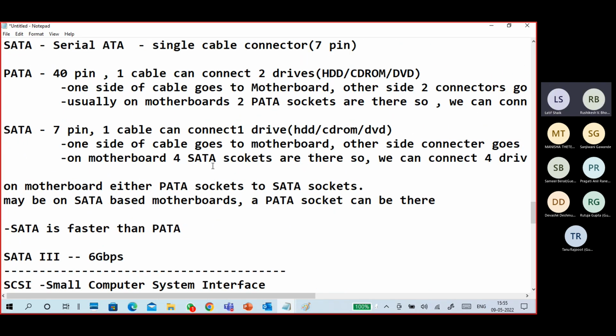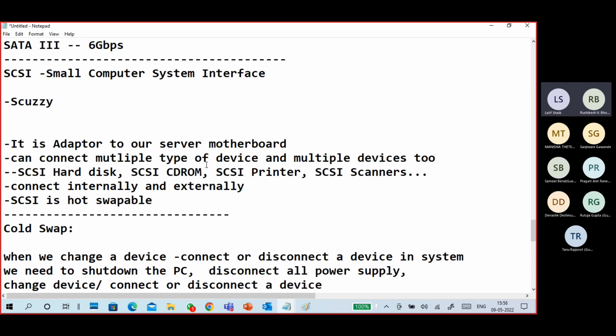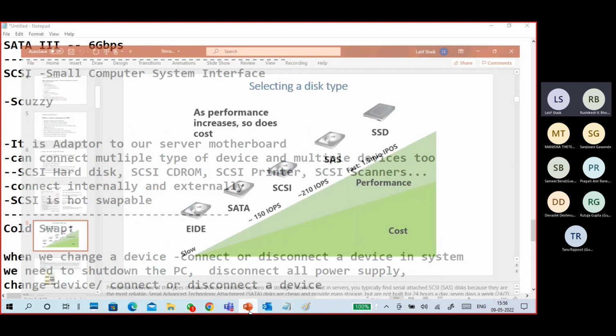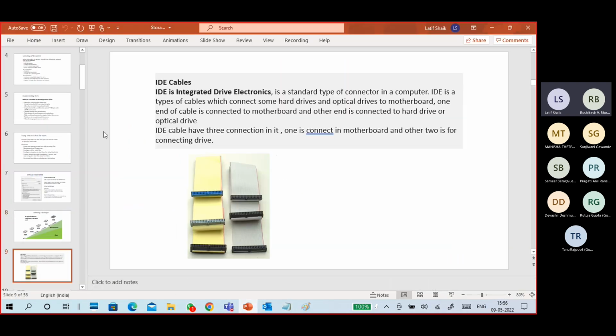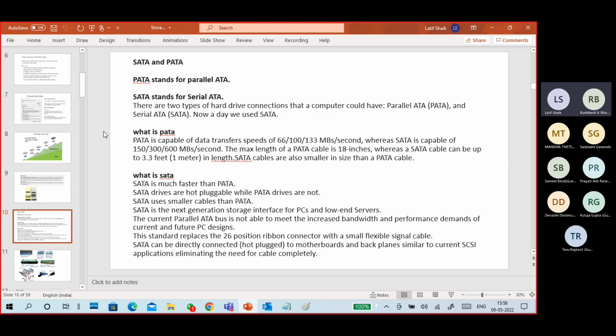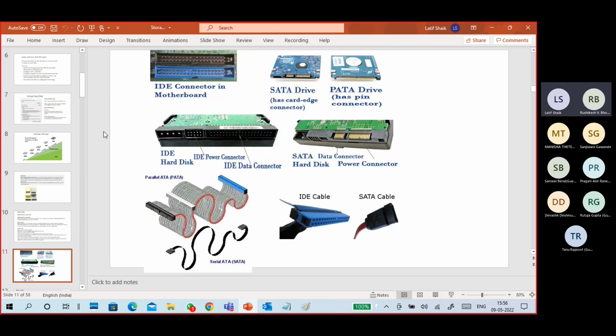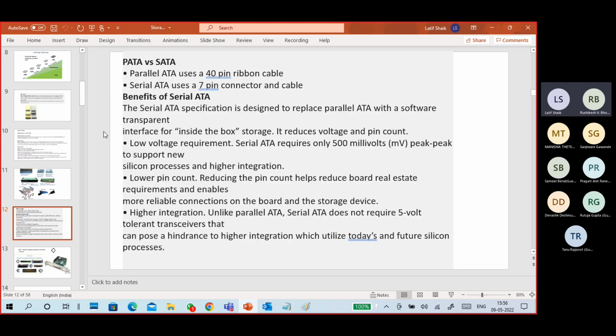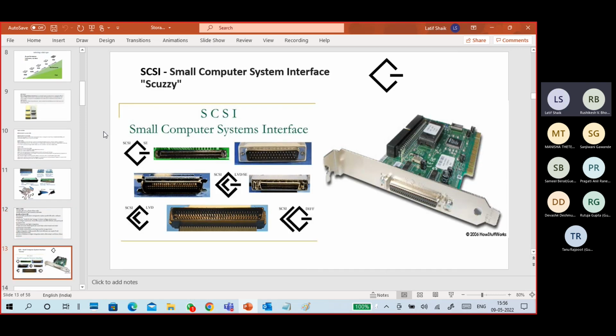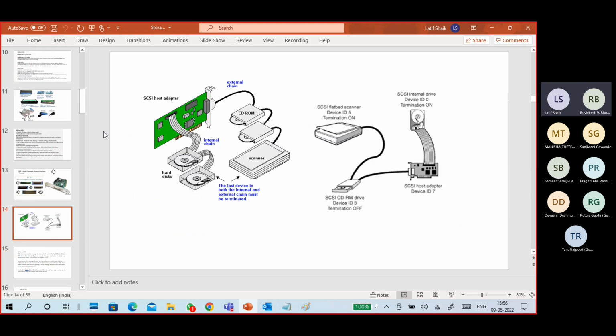Okay, so this is about SCSI. Once again, we'll go to the SCSI part: SATA differences, SATA cables, PATA cables, the connectors you can see from here. This is the SCSI symbolic representation, how the interfaces and connectors look, and how they are connecting.